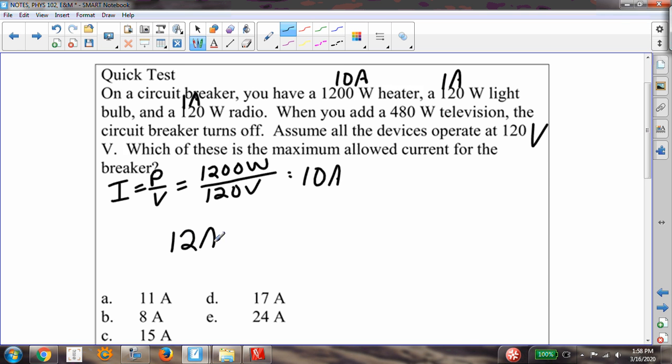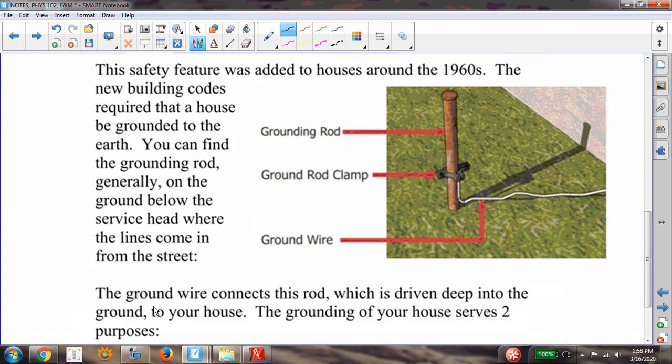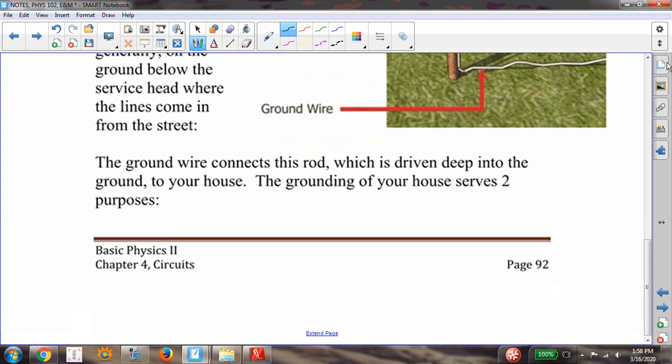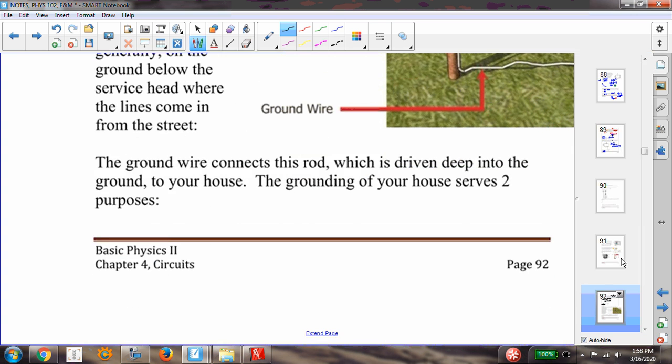So everything's functioning just fine with 12 amps. And then I add the television, which is 480 watts. That adds an additional 4 amps. So somewhere between 12 and 16 amps, this circuit breaker is going to kick off. And so I look for a number that's between 12 and 16. That means that this circuit breaker is a 15 amp circuit breaker, which is kind of standard actually, but on the test, don't expect it to be standard. Or it could be 20. I don't know. Just know how to do it, and then it makes life a whole lot easier.